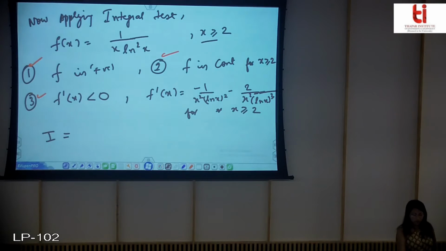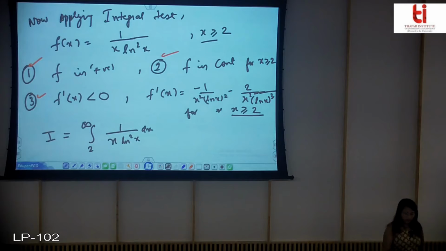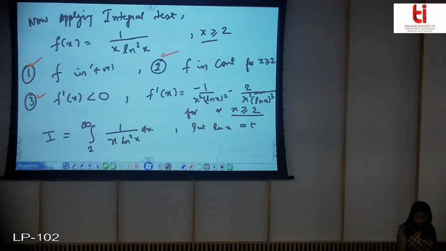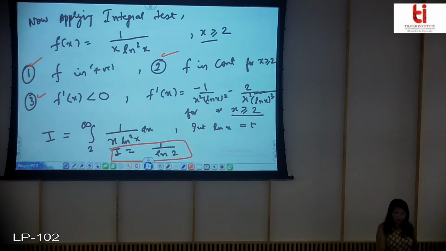So I'll find the integral. Since all the conditions are satisfied for p equal to 2 and greater than that, I can apply this. And now if you put ln x is equal to t and solve, you can easily solve it and you will find the value of the integral is equal to this. So you can see that the value of the integral is finite.